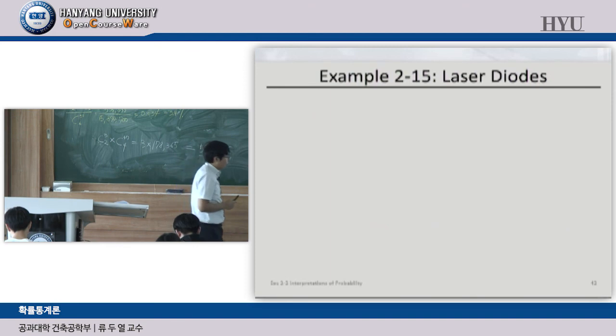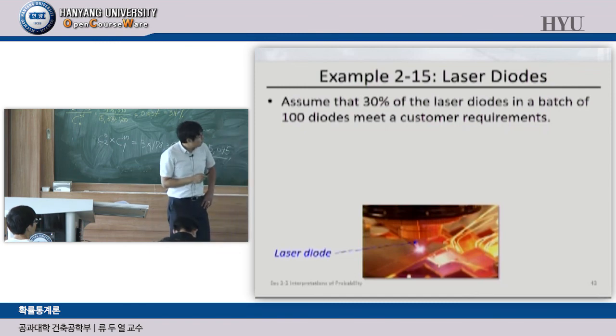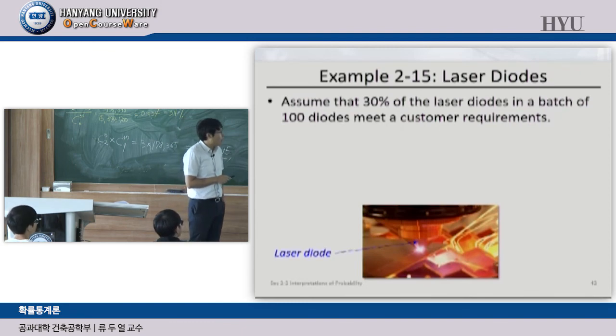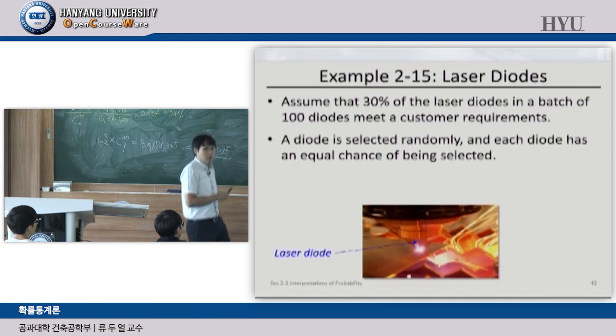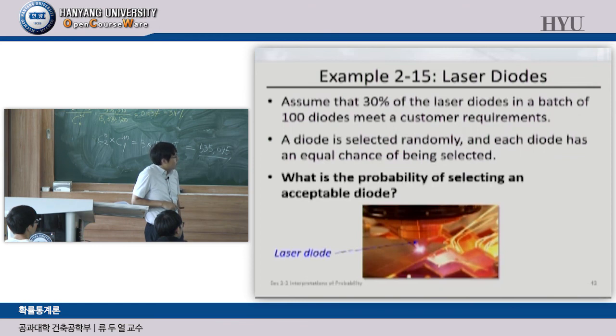And this is the typical example for equally likely outcomes, about the laser diode. The laser diode is the machine to make a hole in the steel plate or semiconductor wafers. Assume that 30% of the laser diodes in a batch of 100 diodes meet the customer requirements. A diode is selected randomly, which means each diode has an equal chance of being selected. In this case, what is the probability of selecting an acceptable diode which meets the customer requirement?